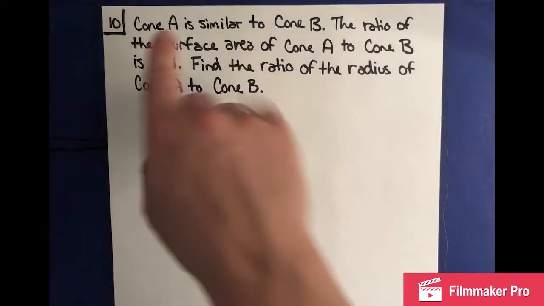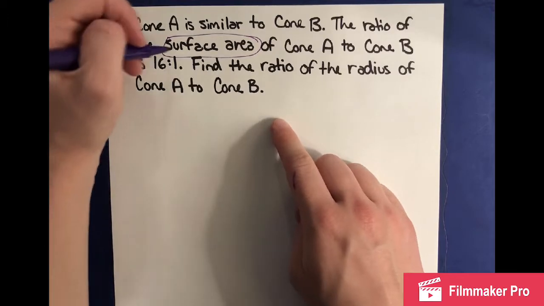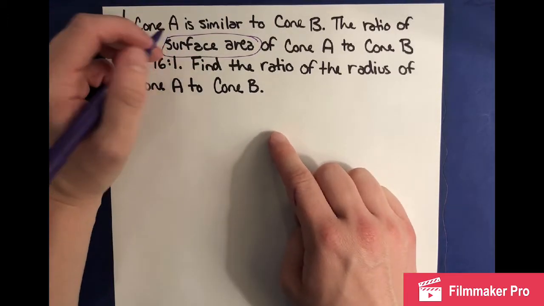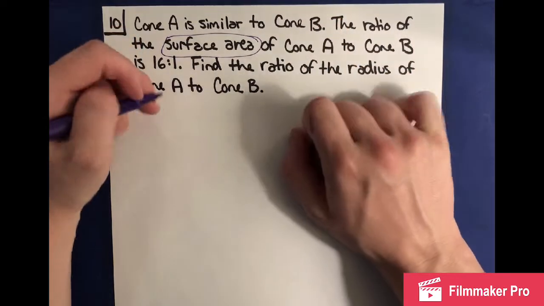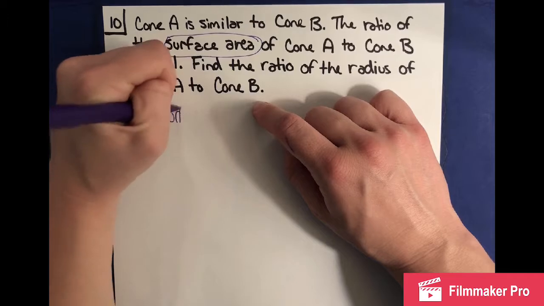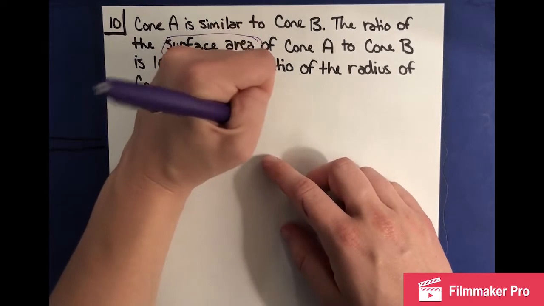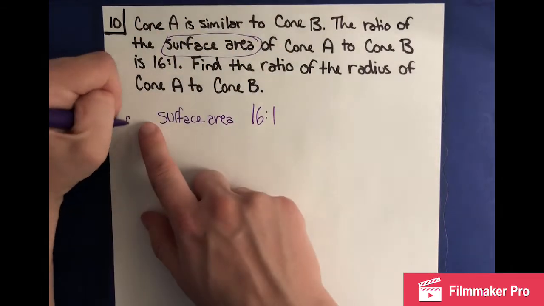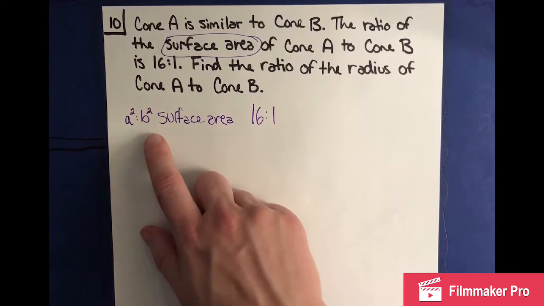Number 10, cones. Love it. So this now is giving me that the surface area of one to the surface area of the other is 16 to 1. Make sure you're still going with the same B to A here. So B to A, surface area, 16 to 1. Surface area is A squared to B squared.